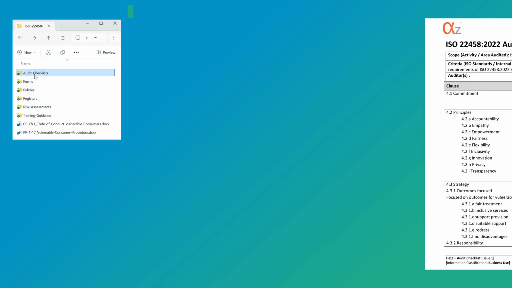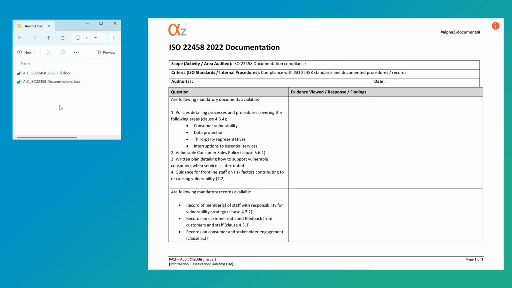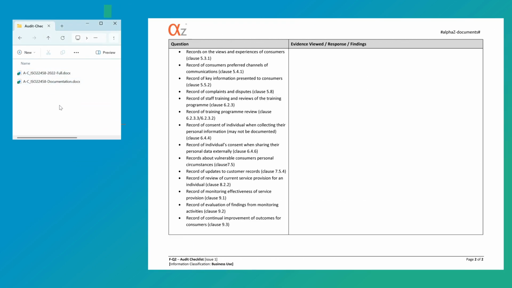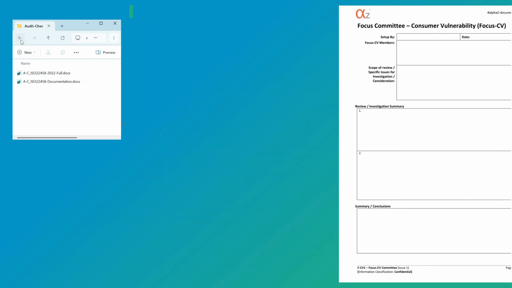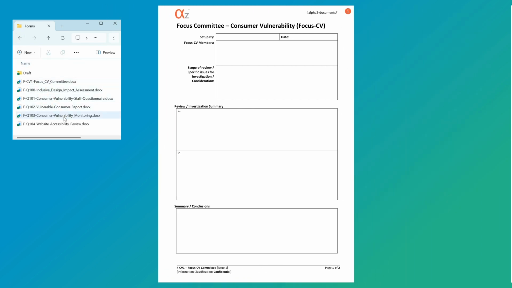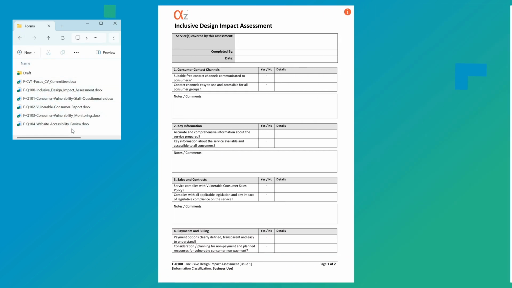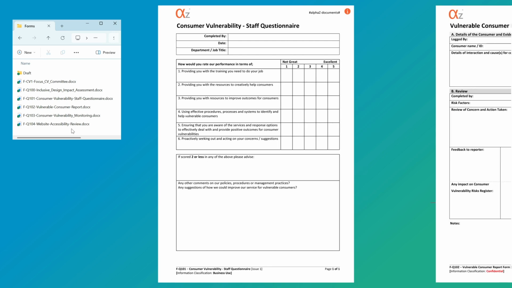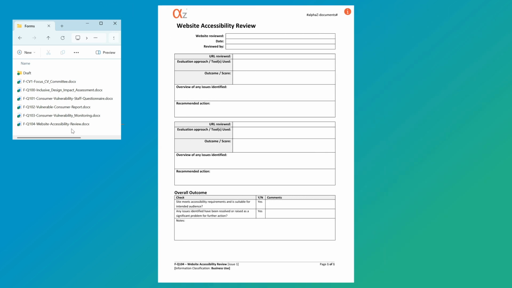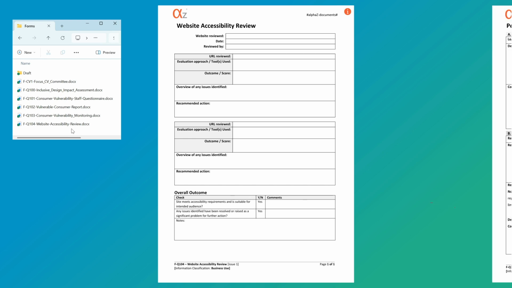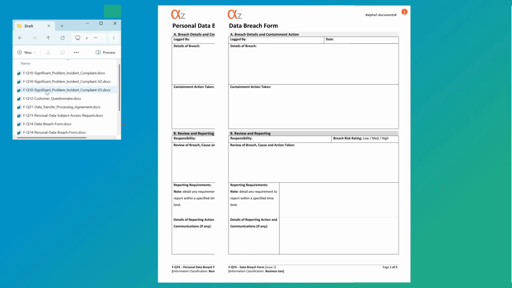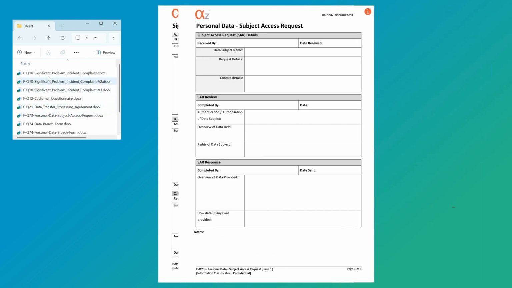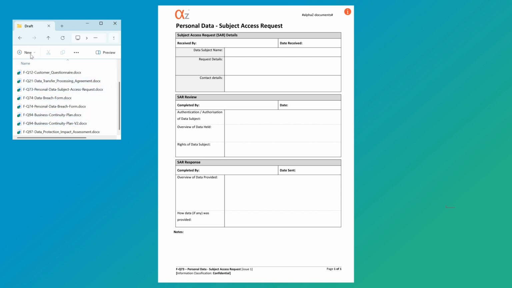Firstly, the toolkit includes 2 full audit checklists. These will help you ensure that every clause of the ISO 22458 standard has been covered, and that you have the right documentation in place. The second folder contains several forms which can be used to support and facilitate vulnerable consumers. These include Focus Committee, Inclusive Design Impact Assessment, Staff Questionnaire, Vulnerable Consumer Reports, Monitoring and Accessibility Review forms. There are also several draft forms which can be used to log additional information, such as problems and data breaches.